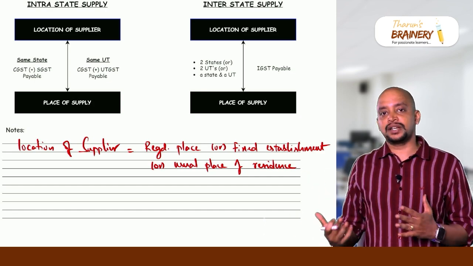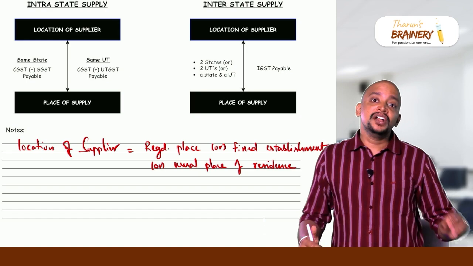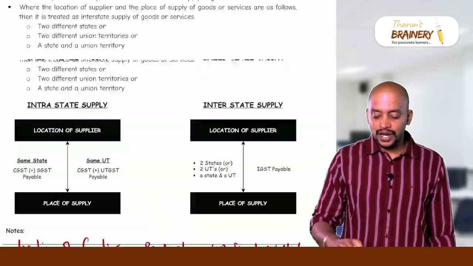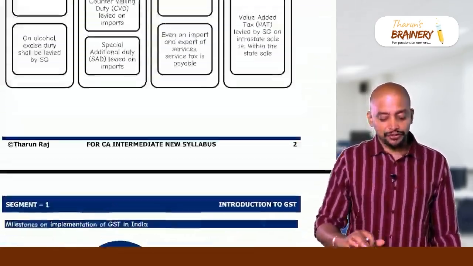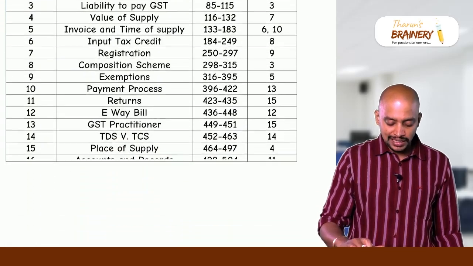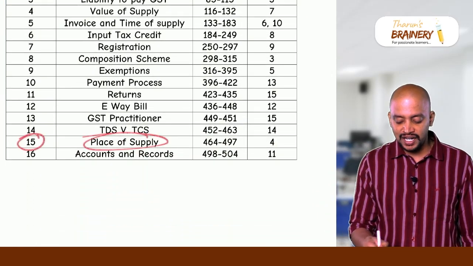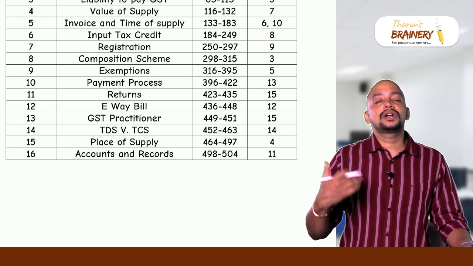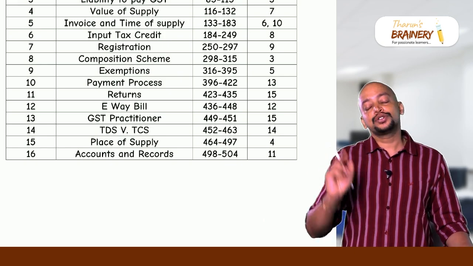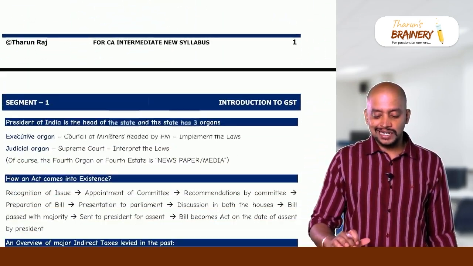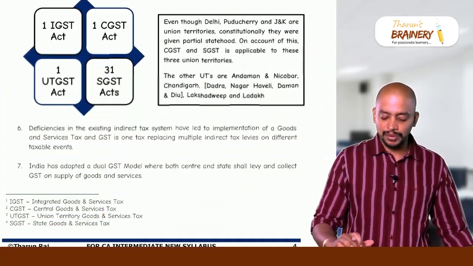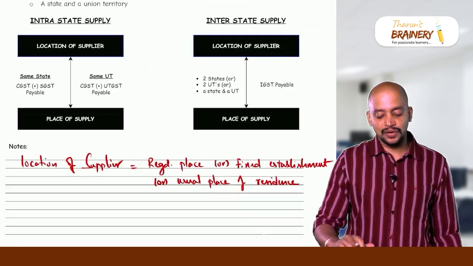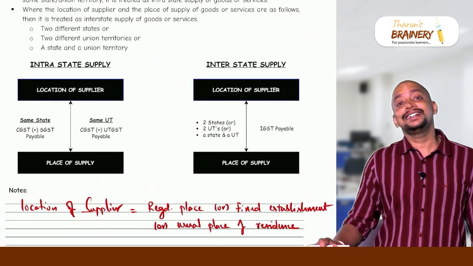So place of supply depends, and for this we have a special chapter in the new syllabus. If you see the index, you can find we have a dedicated chapter for place of supply, segment number 15. There we will be learning for which transaction what is the place of supply, and then we will know whether it is intrastate supply or interstate supply. Simple here: if the location of supplier is Tamil Nadu and place of supply is Karnataka, then what is the nature of supply? It is interstate supply.